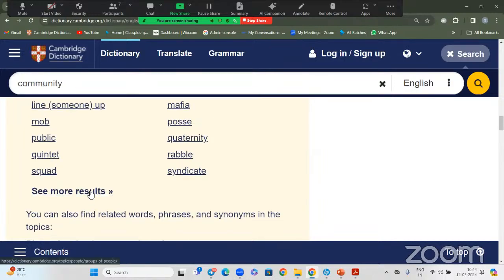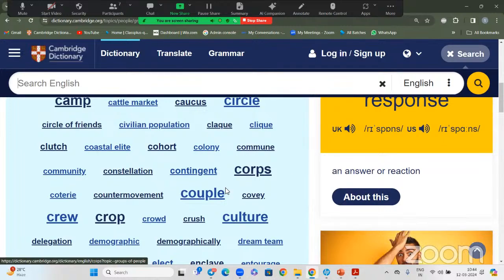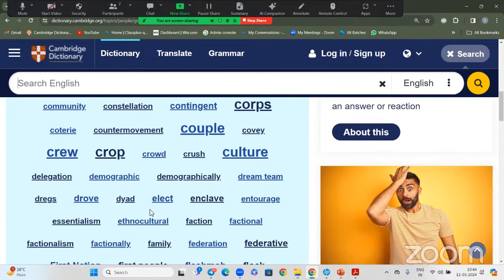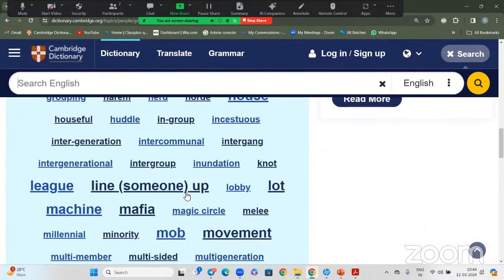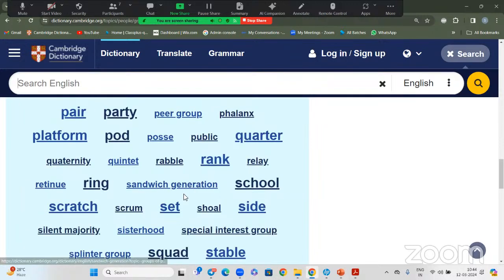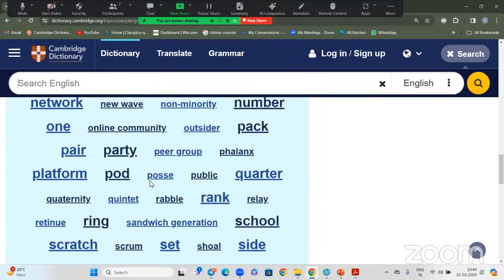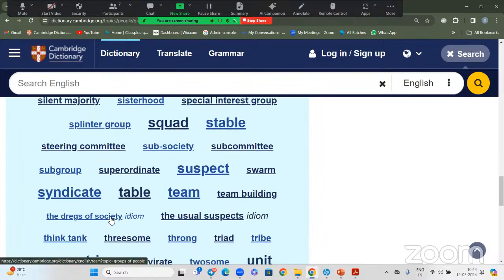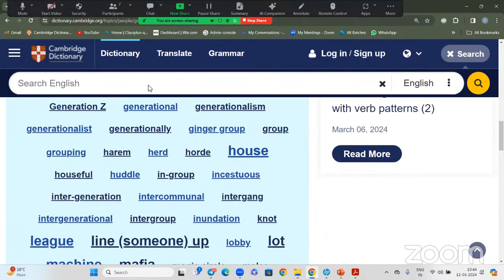Community, public, colony, culture. A lot of words are there, in which a society means a group, a peer group, community, society, right? Society. So now let us take society.